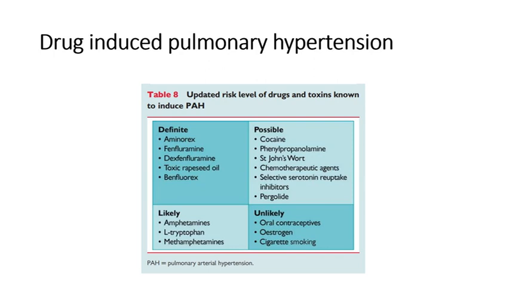Amphetamines, tryptophan, and methamphetamines are a group of centrally acting diet or appetite suppressor drugs, which are becoming very famous nowadays because of the trend to lose weight. One of the medications used is a group called amphetamines, and one of the side effects is pulmonary hypertension. Other medications with unlikely side effects to cause pulmonary hypertension are oral contraceptives, estrogens, and cigarette smoking.